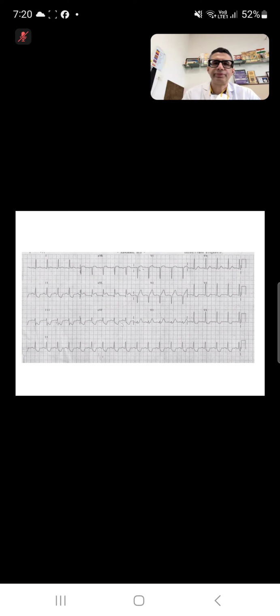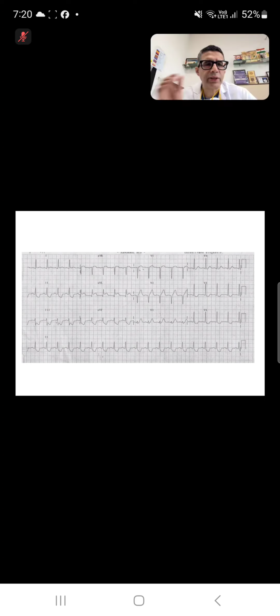Axis. So what is the axis here? More towards lead 1. So probably normal axis. Yeah, lead 1, it is a normal axis.